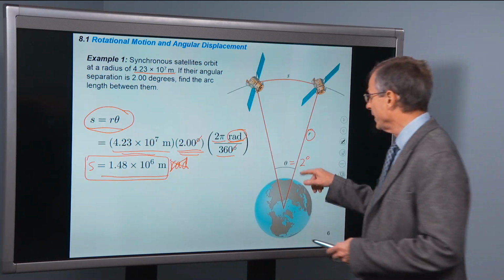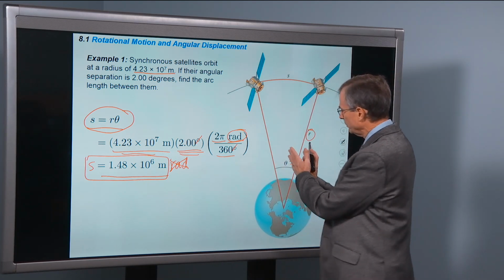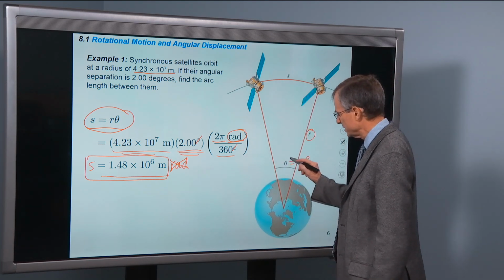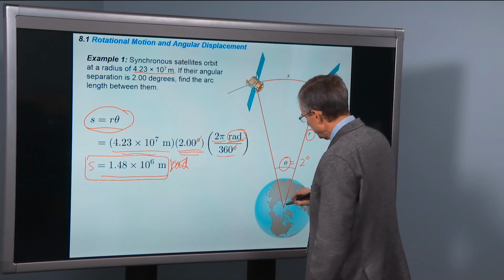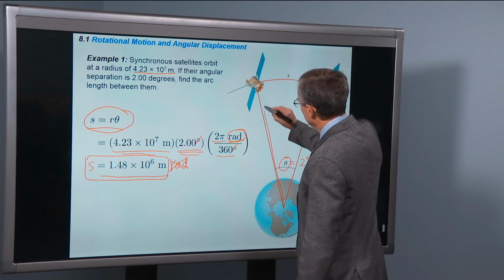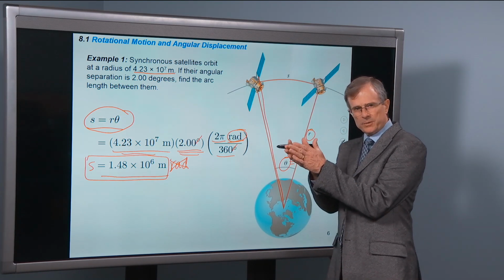So the other final thing about this is that arc length, the distance, even though the angle between them is only 2 degrees, and of course this is definitely exaggerated. That's not 2 degrees, that's more like 30 degrees. 2 degrees is going to look like something like that. Even though they're very, very close to each other in the sky.